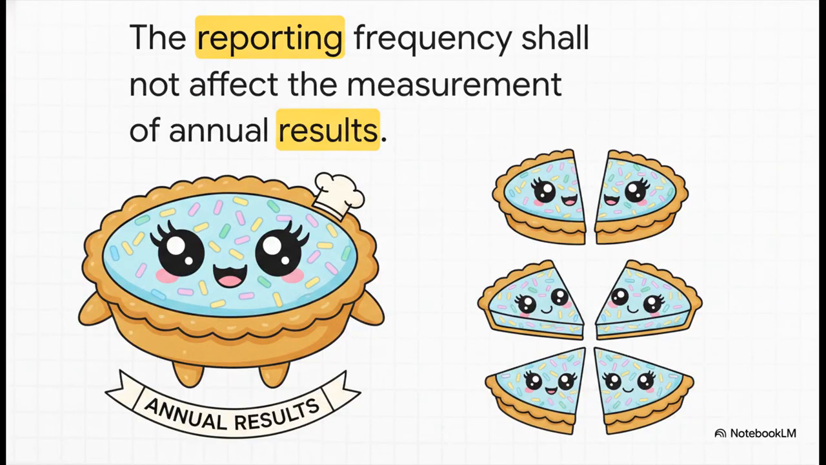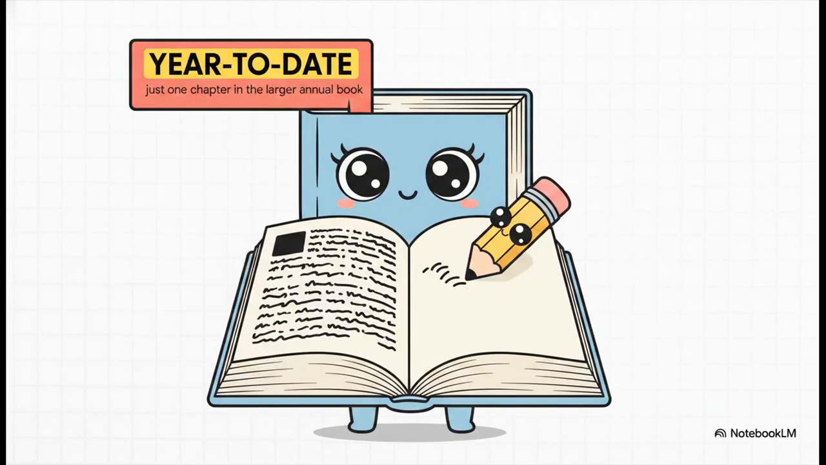Because think about it, whether a company reports to the public quarterly, half-yearly, or just annually, the final annual financial picture cannot be affected by that reporting schedule. The timing of the report just doesn't change the underlying economic reality of the business. So, to maintain that perfect consistency, you've got to treat the interim period as just one chapter in a larger annual book. Measurements for interim reporting are always made on a year-to-date basis. You use whatever information is available at that mid-year point to make your absolute best assessments, knowing full well those estimates might be refined by the time the full year wraps up.